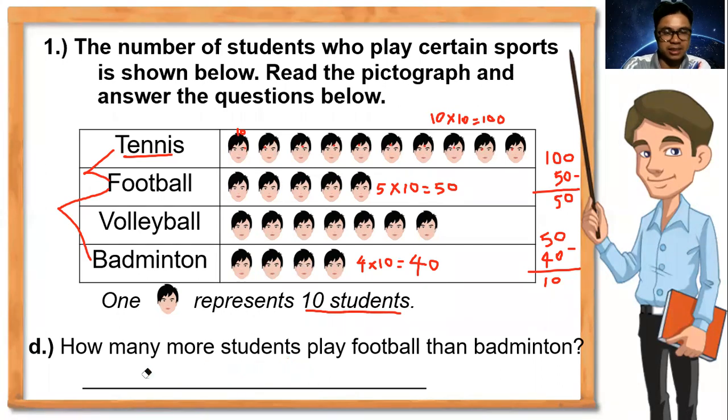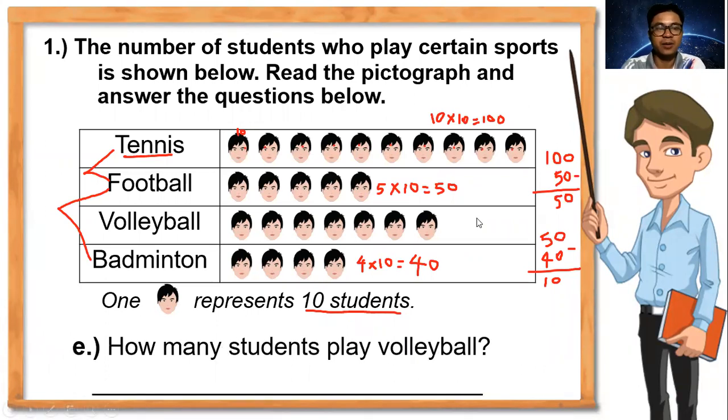Letter E question is, how many students play volleyball? Okay, let's go to volleyball. How many? 1, 2, 3, 4, 5, 6, 7. So 7 times 10 equals 70. So how many students play volleyball? 70 students.